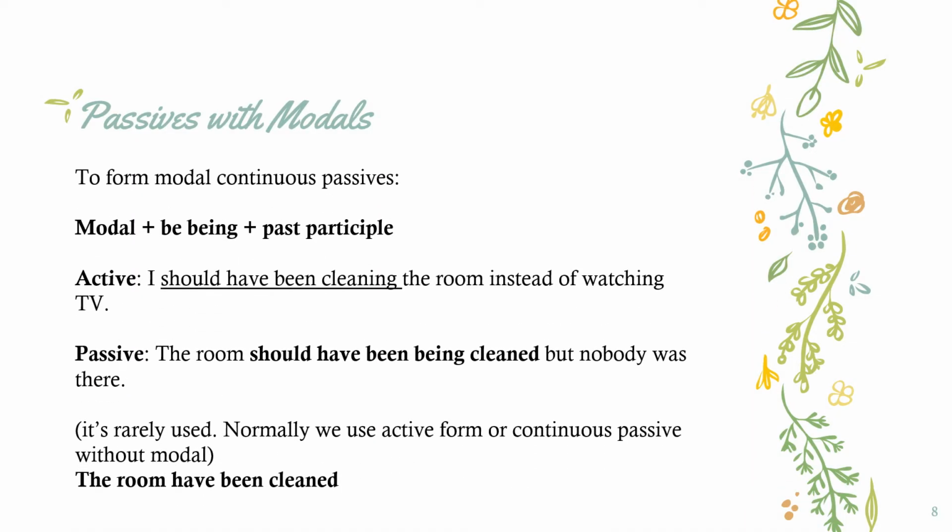To form modal continuous passives, we use modal plus be being plus the past participle. An example, I should have been cleaning the room instead of watching TV. The passive form of the sentence is the room should have been being cleaned but nobody was there.